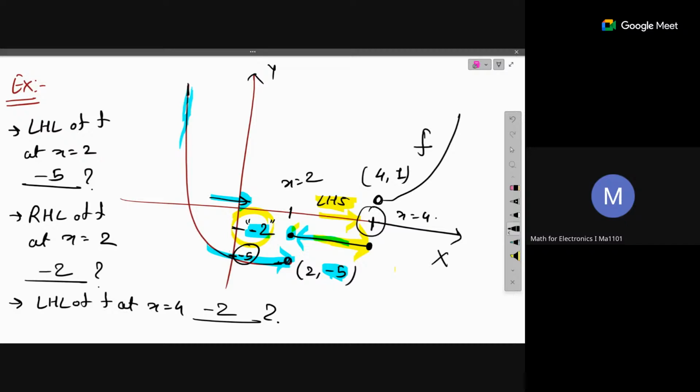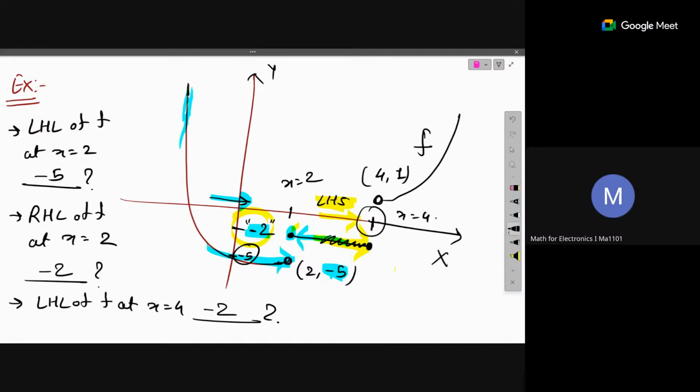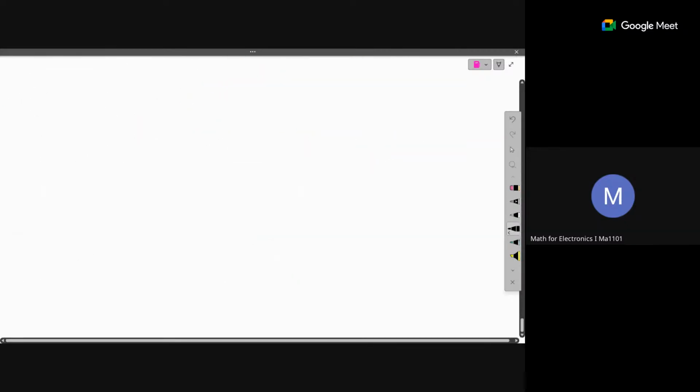So here in this case, at x equals 4, we are getting closer and closer to -2, right? Because the function is following this path. So as x goes to 4, this goes to y equals -2. So that's why the limit is -2. Okay. Now let's try to understand this phenomenon by one small example.